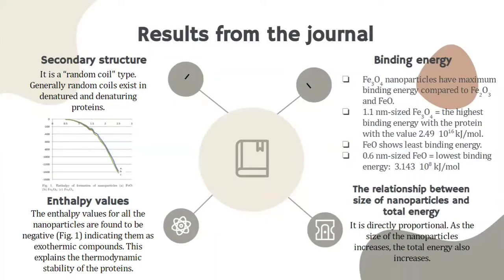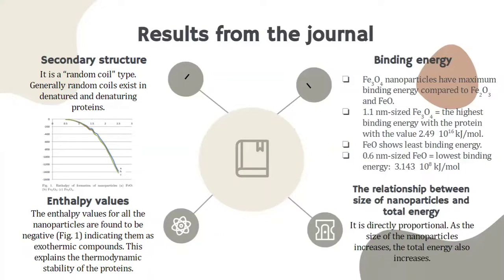So this is the results from the journal. It has been found that this protein's secondary structure is a random coil type, which generally exists in denatured and denaturing proteins.